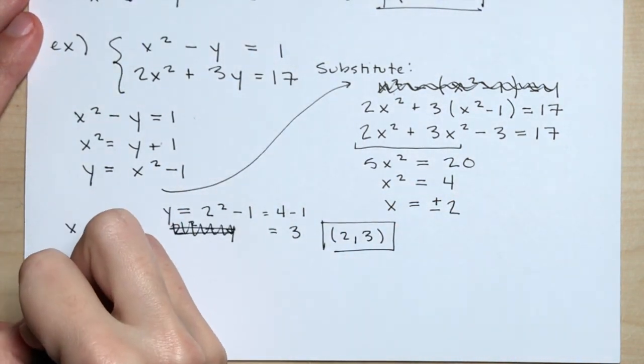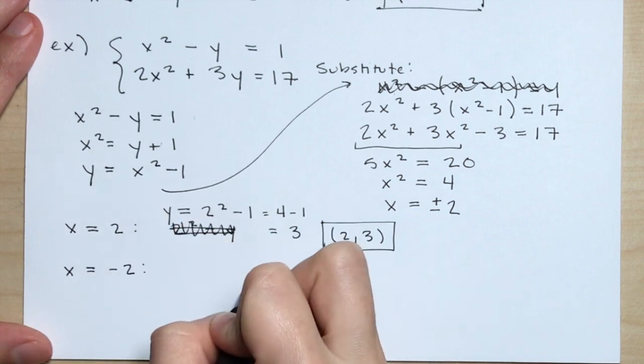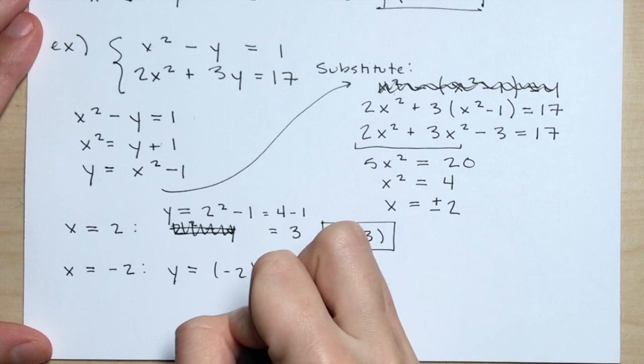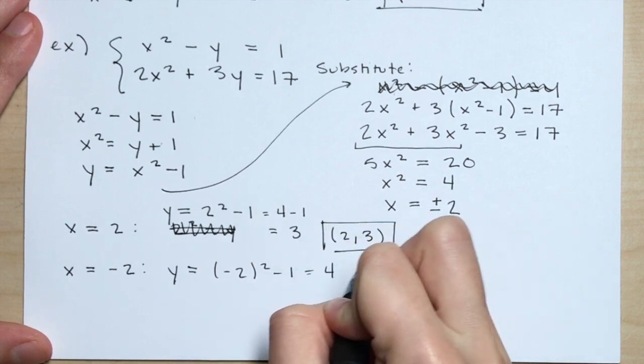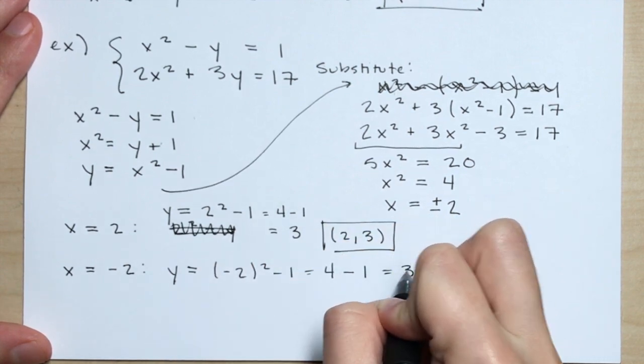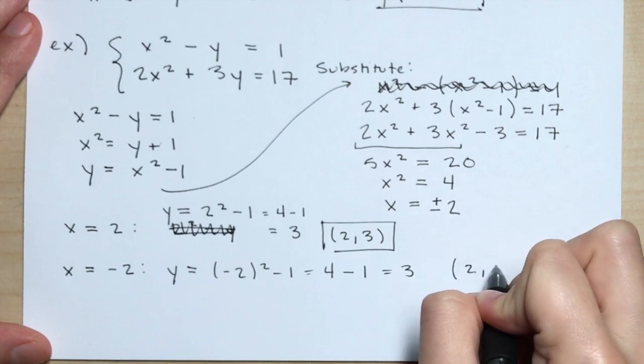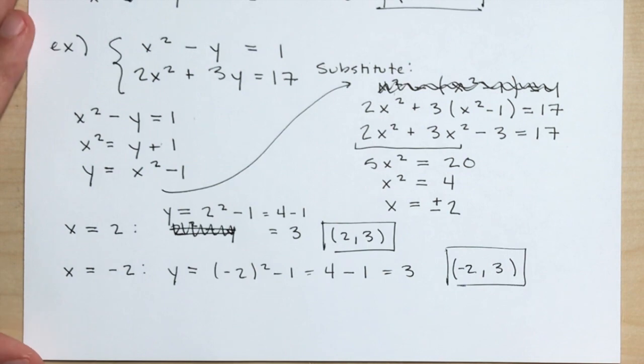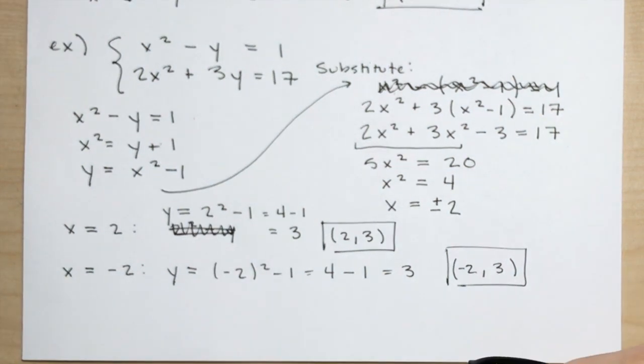When I plug in x equals negative 2, I have y equals negative 2 squared minus 1, which again is 4 minus 1, which is also 3. So I have the solution negative 2, 3 as well. And that's the answer. Again, we're following the same steps as before.